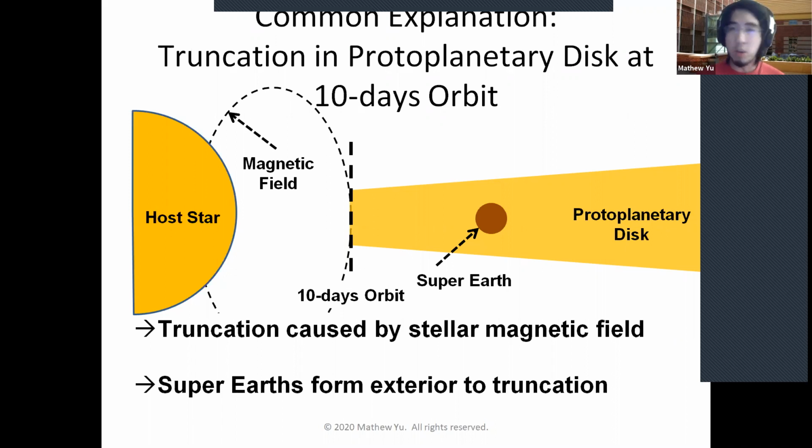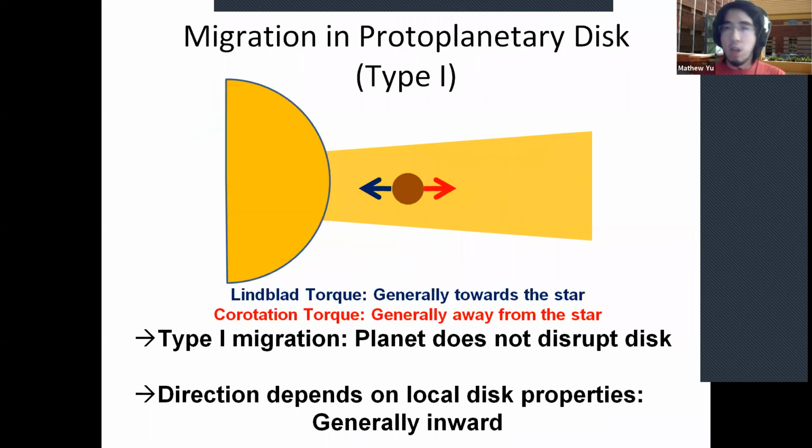While the planet forms exterior, it would interact with the disk material itself. In the case of super-Earths and sub-Neptunes, most of the time the planet does not open up a gap in the disk, which means that through the interaction, the planet would experience type 1 migration. Even though type 1 migration generally depends on the local disk properties, for most disks we will see that the planet would move slowly towards the host star itself.